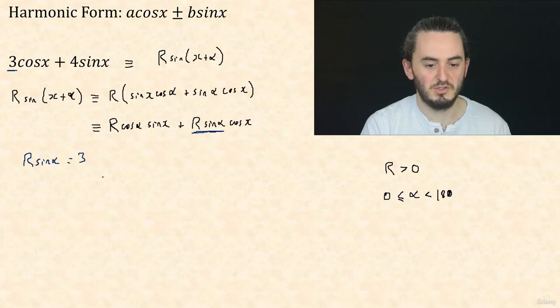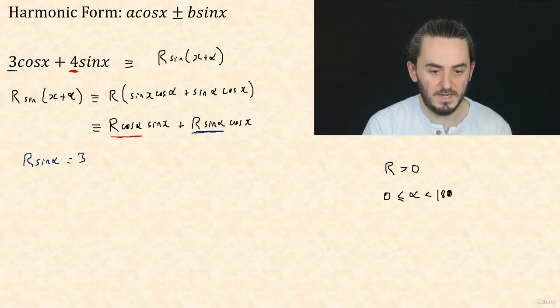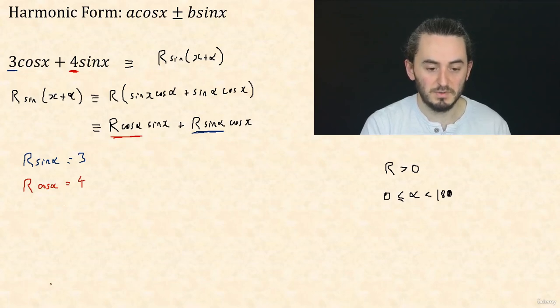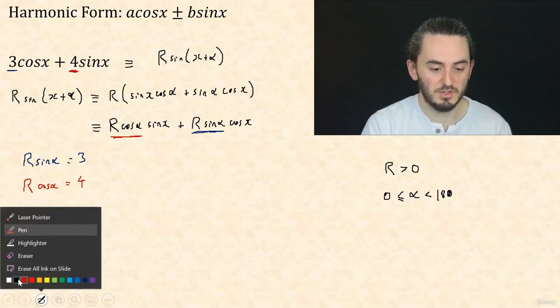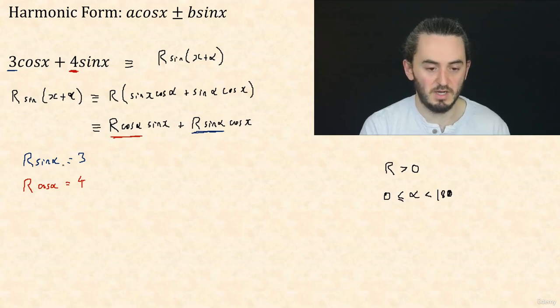But also, I should have the same number of sine x's on both sides. I've got 4 sine x's here, and I've got r cos alpha sine x's here, which means that r cos alpha must equal 4. All right, well, now what I can see is that I've got simultaneous equations. Okay, I've got 2 unknowns, r and alpha, and 2 equations, r sine alpha equals 3 and r cos alpha equals 4. Now, there's 2 delightful ways to solve this, and it's fairly non-standard. It's not substitution or anything, it's cleverer than that.